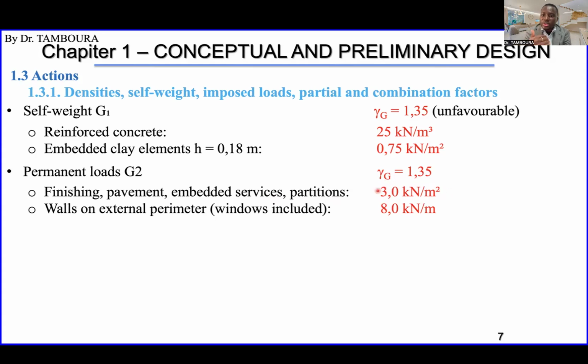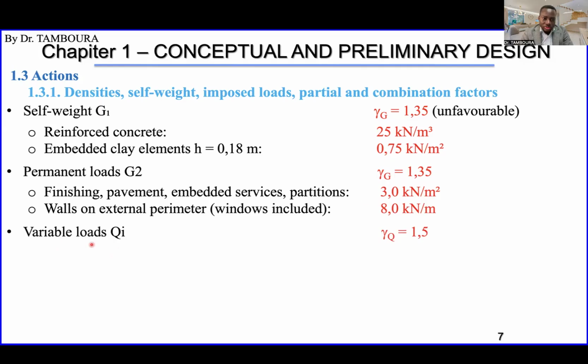But the partial factor for this, of course, Eurocode 2 is suggesting this value. Okay, for wall on external perimeter, window also is included. We have this value of the load applied per linear meter, not square meter.